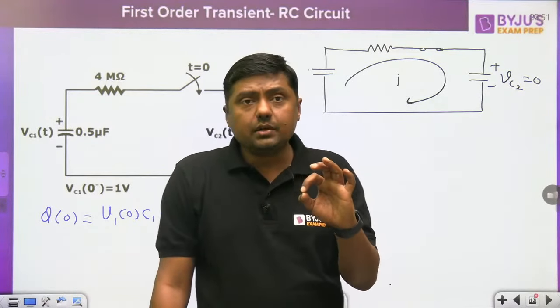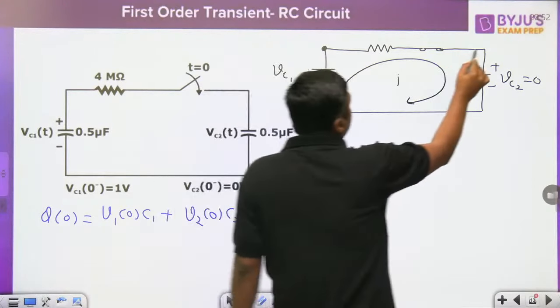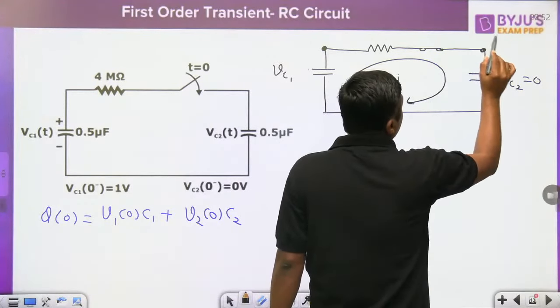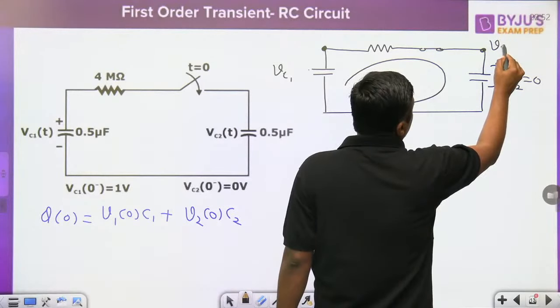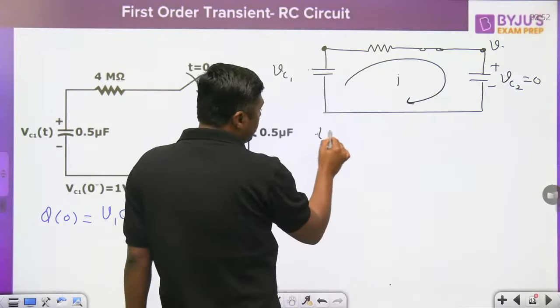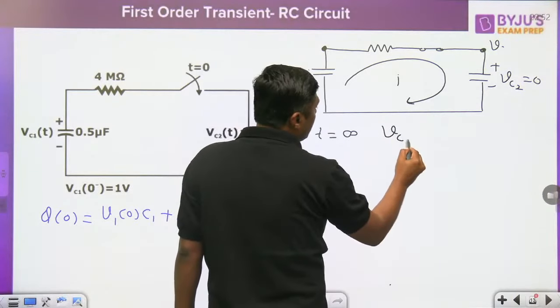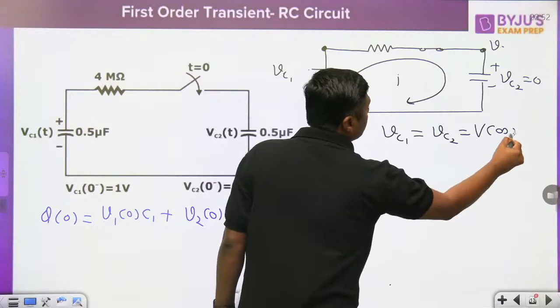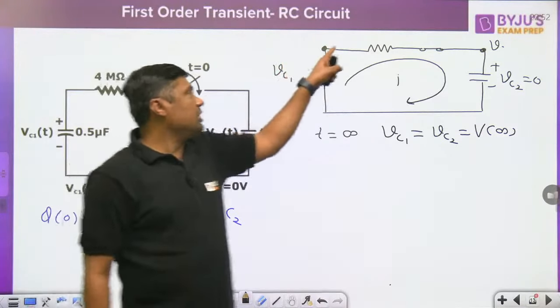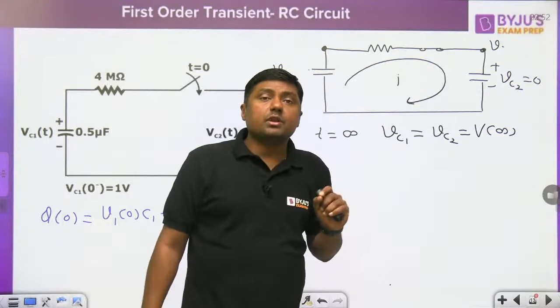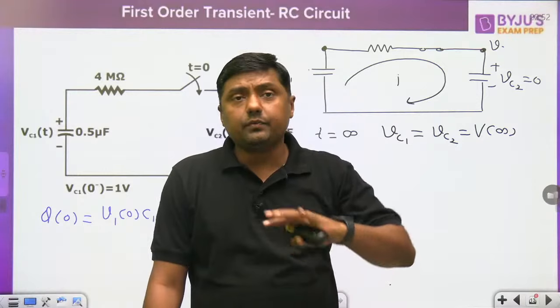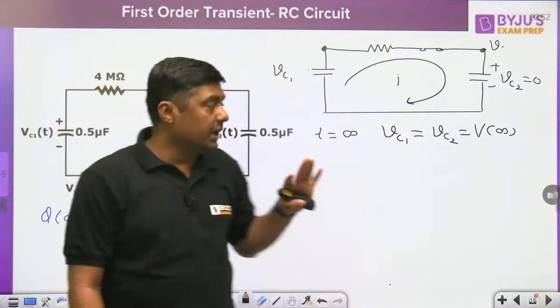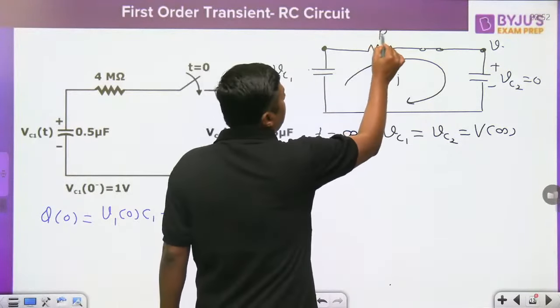If this particular capacitor will discharge and this particular capacitor will charge, then tell me, finally at t equal to infinity, what will happen? The voltage at this point and voltage at this point will become equal. Like this is VC2 and this is VC1. So at t equal to infinity, VC1 and VC2 are equal. That is called V infinity. If the voltages at these terminals are equal, then what will be the current? Current will be 0.